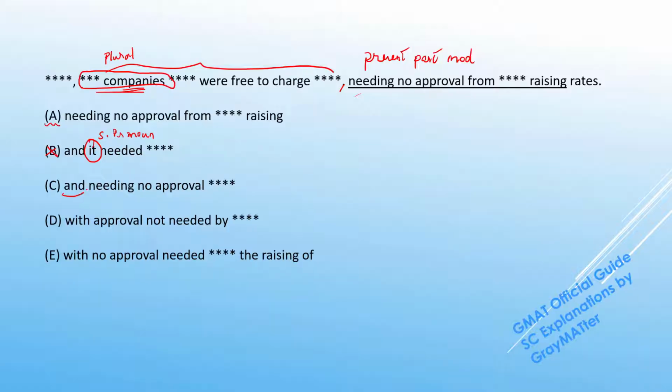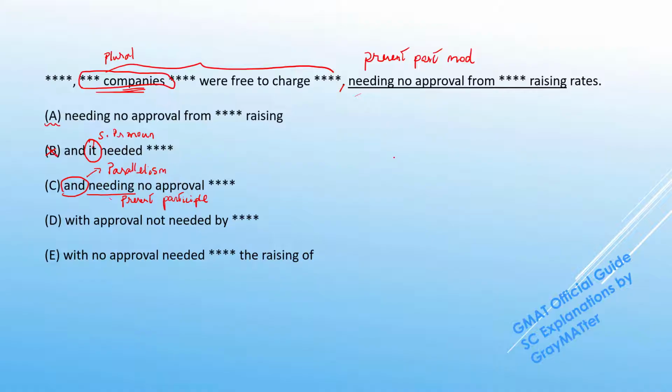Now in C, we have and needing no approval. Of course, and is a trigger for the concept of parallelism. So we just need to see whether the two entities connected by this and are parallelly constructed. After the and, we have this needing no approval in the present participle form. But if we notice the non-underlined portion, we have the companies were free to charge. So if I use the conjunction and here, this should have rather read and needed no approval.